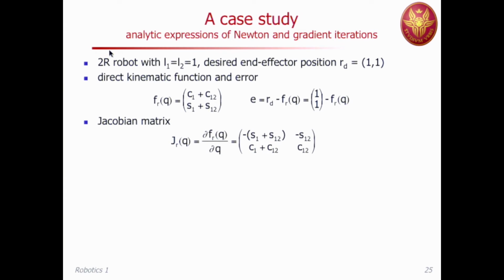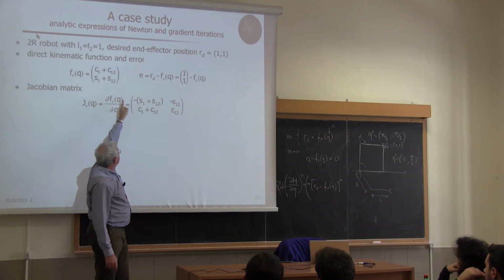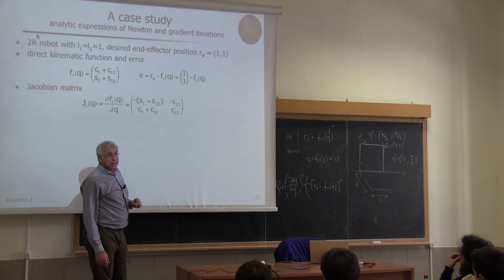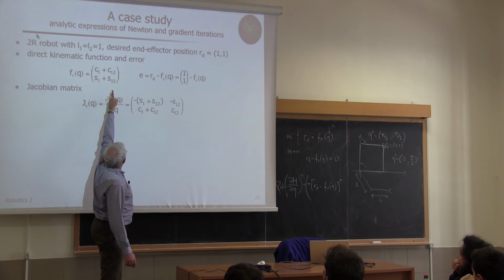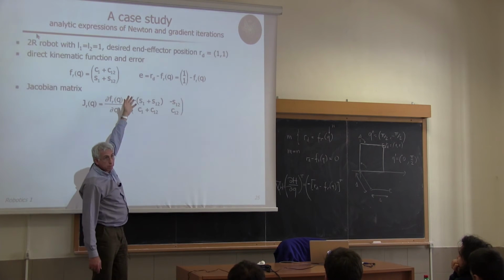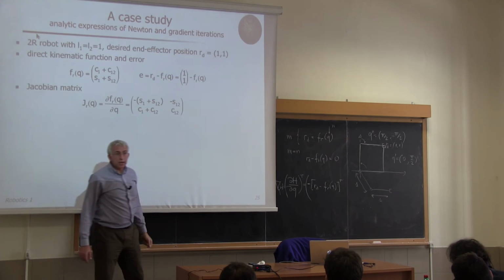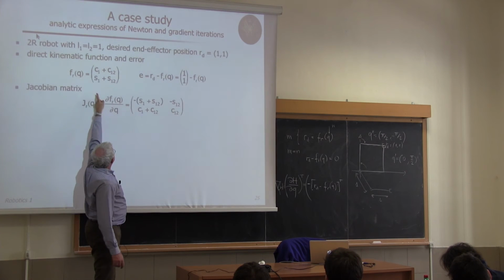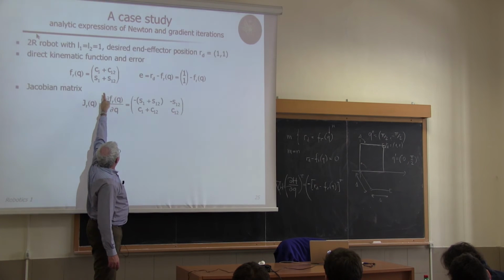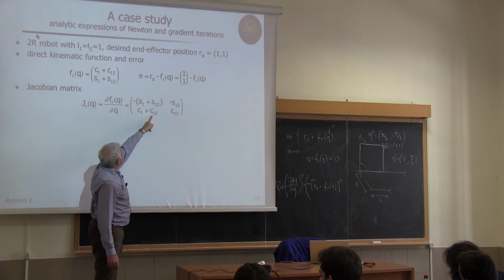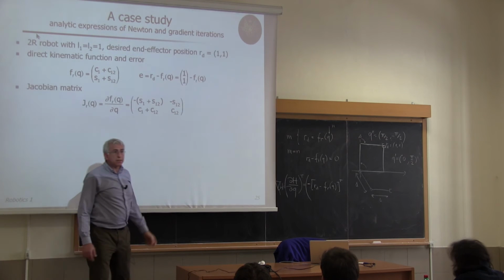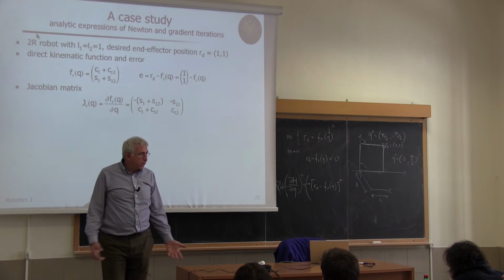So, first component is C1 plus C1,2. So I take the derivative with respect to Q1, which is minus S1 minus S1,2. Then I take the derivative with respect to Q2, which is only in the second term, cosine of Q1 plus Q2. So it's minus sine of Q1 plus Q2. And same for the second component. With respect to Q1 is cosine of Q1 plus cosine of Q1 plus Q2. With respect to Q2, only the second term matters, it's cosine of Q1 plus Q2. Okay?